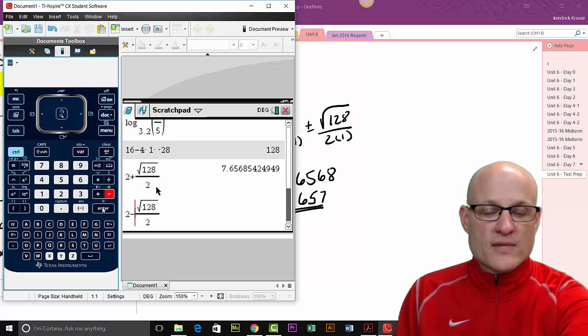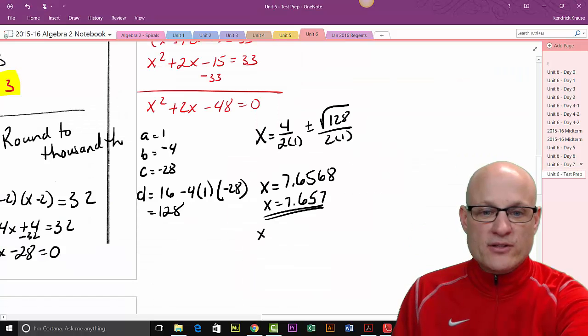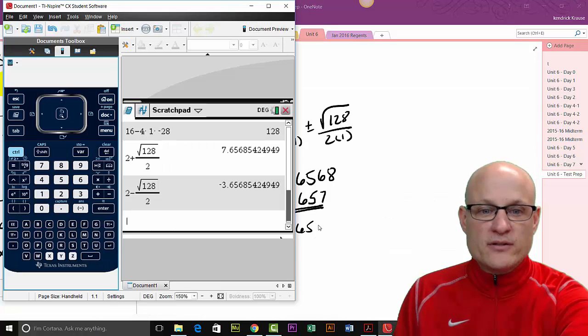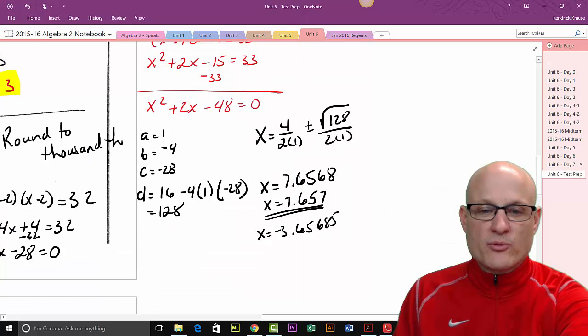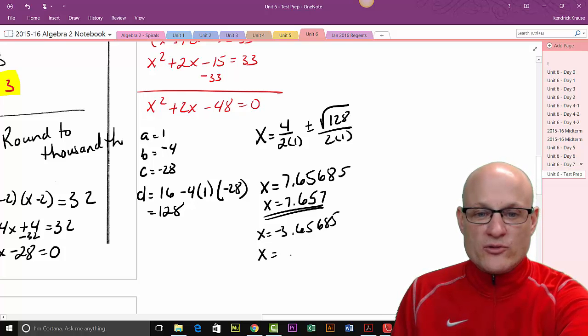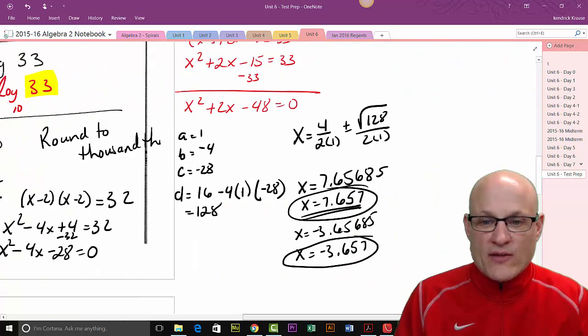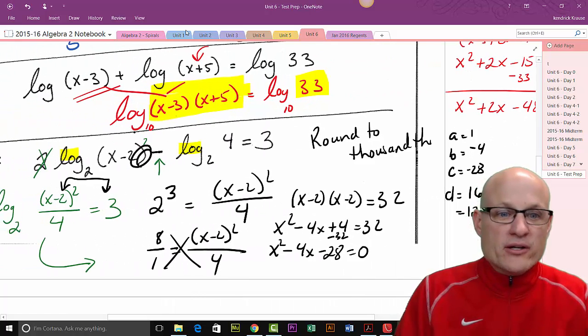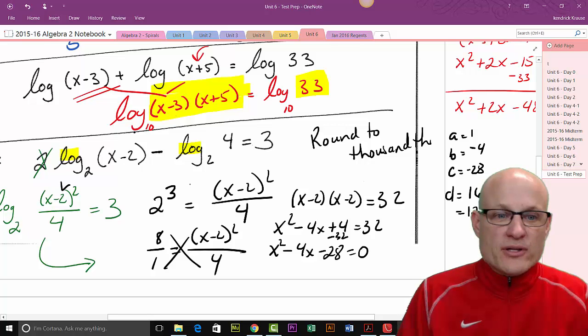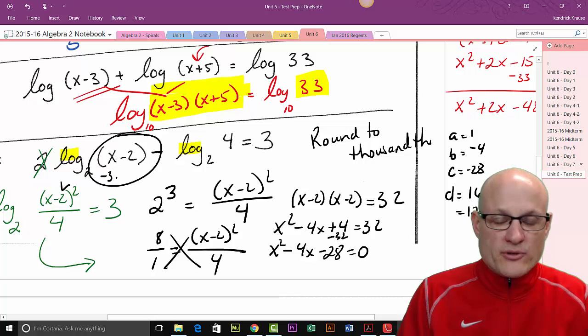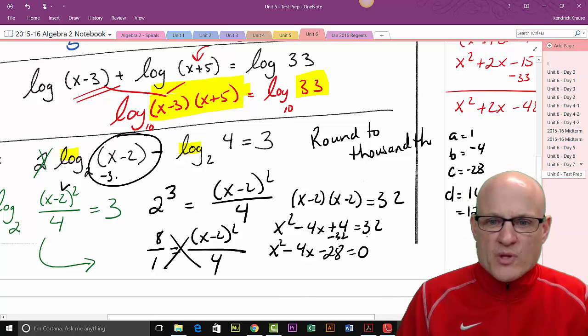And I get negative 3.65. X equals negative 3.65685, about the same thing, right? So x equals negative 3.657. But you have to check these. And if I go back and check these, I would find out that this negative 3.whatever, when I put it in here, would cause problems here, and that would be undefined. So that doesn't work.